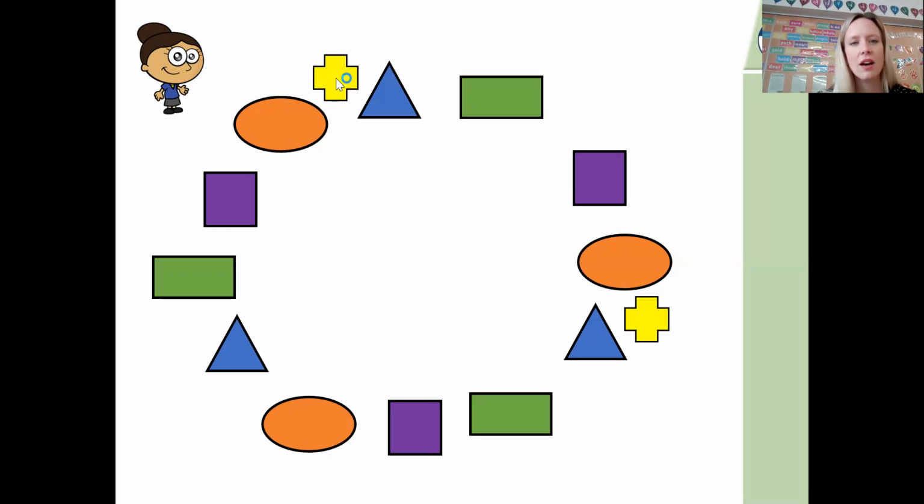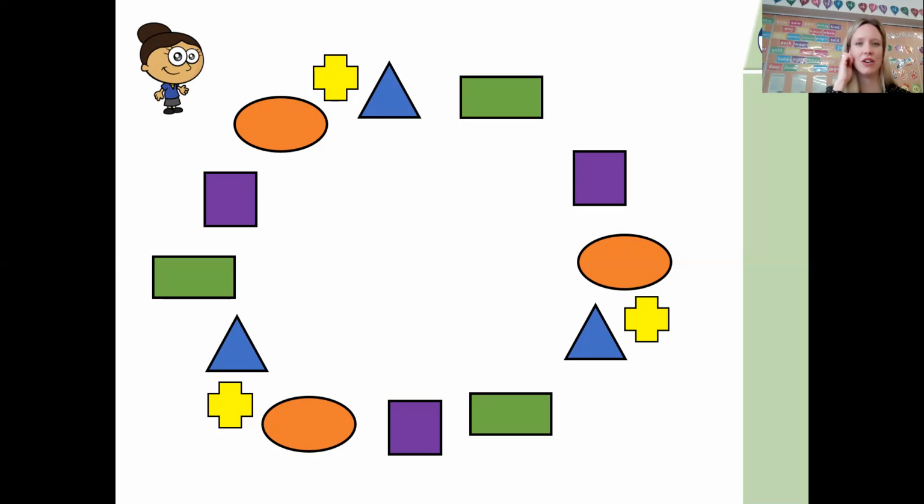There it is. Cross, triangle, rectangle, square, oval. Cross must go there. Cross, triangle, rectangle, square, oval. Can you see how by saying it out loud, it makes it a lot easier to digest the pattern that's in front of us? Because sometimes when we see it, it's not always easy to break it down into that repeated unit, especially when they get a bit more complicated like this.